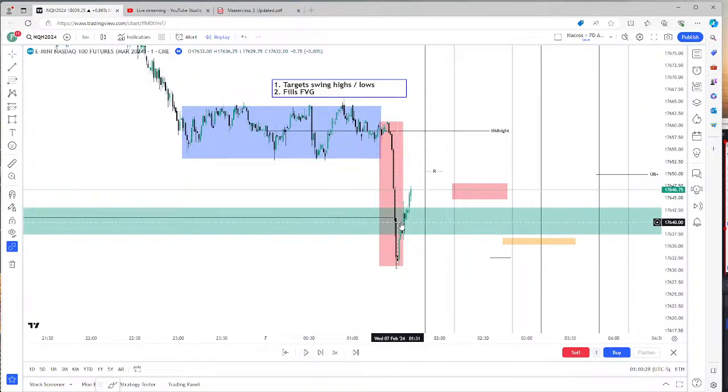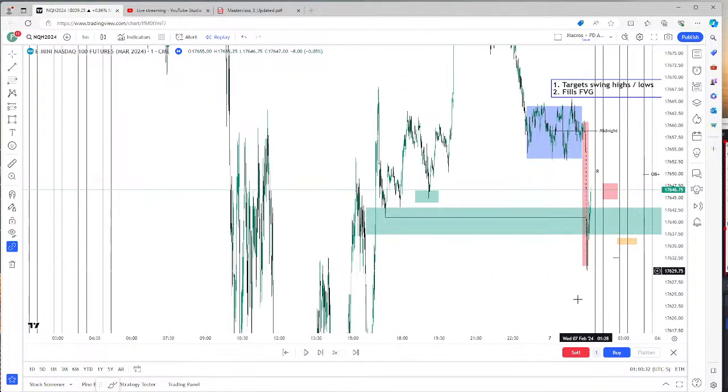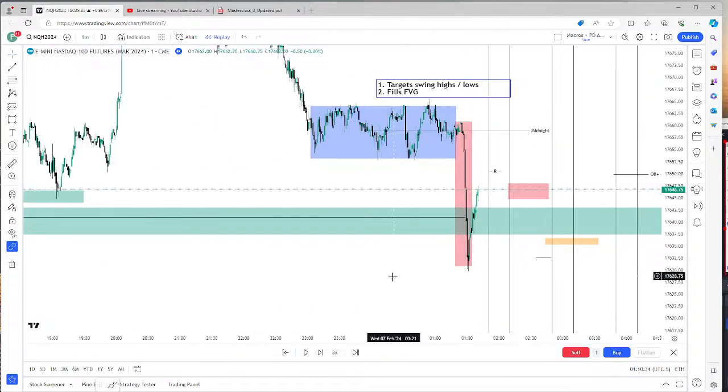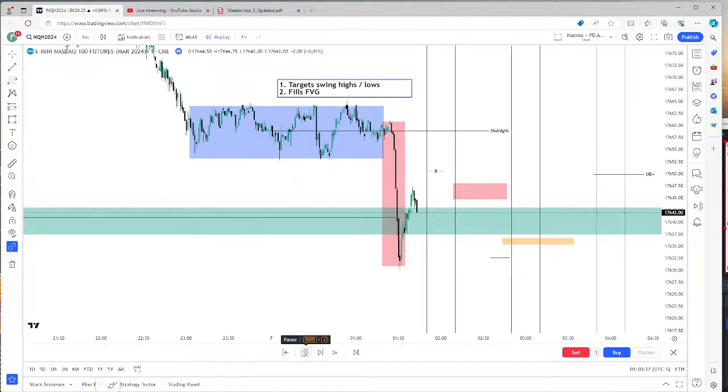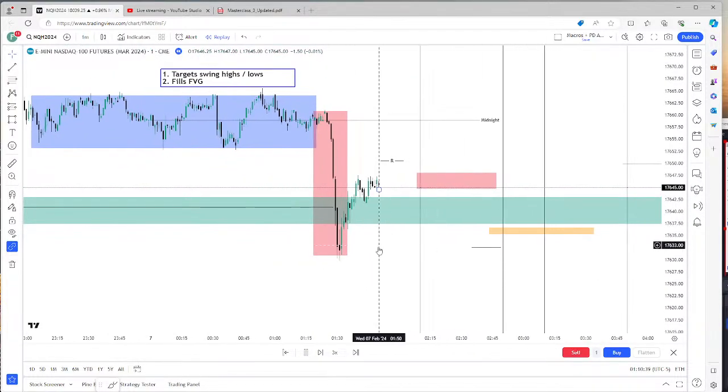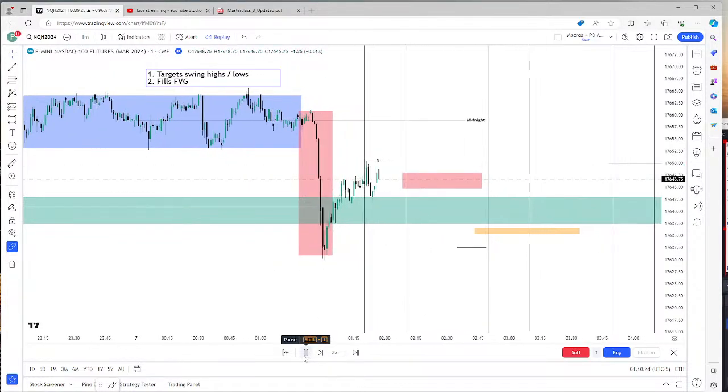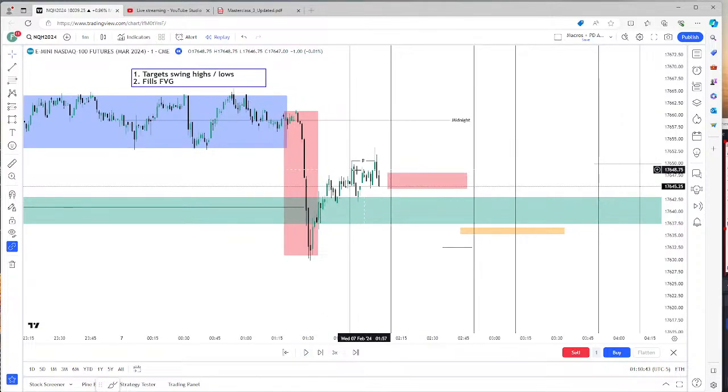So if you take a long from here, depends where you want to put your stop loss, right? You'd have to have quite a wide stop loss. Probably wouldn't fit my criteria. But what happens here in this first macro, right? So this is 150 to 210. We have an internal range liquidity. We tap into this bearish fair value gap.